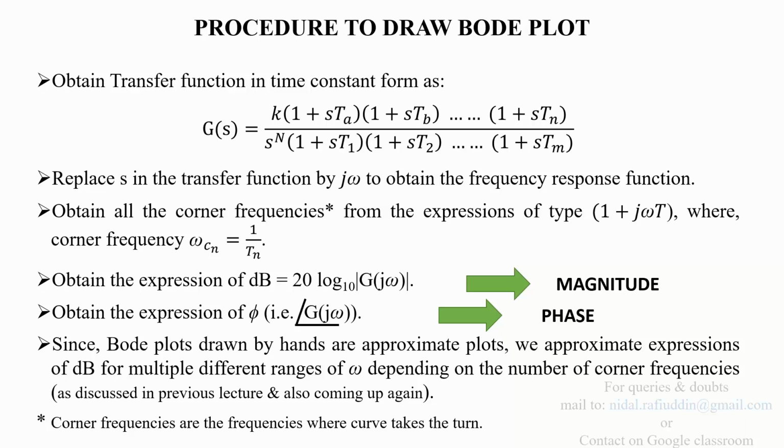If you merge the curve you obtained by hand and the curve drawn by software, you will clearly observe that the plots drawn by hand are the asymptotes to the exact or actual curve drawn by software. So we approximate expressions of decibels for multiple different ranges of omega depending on the number of corner frequencies. As I told you, corner frequencies are the points where the curves take a turn.